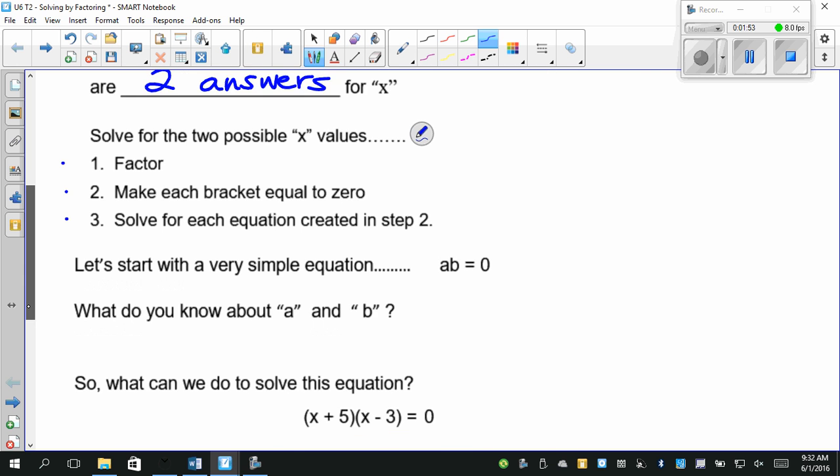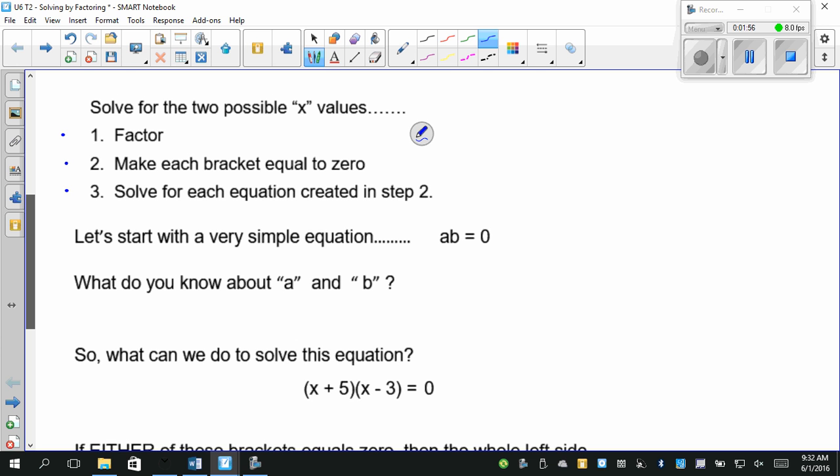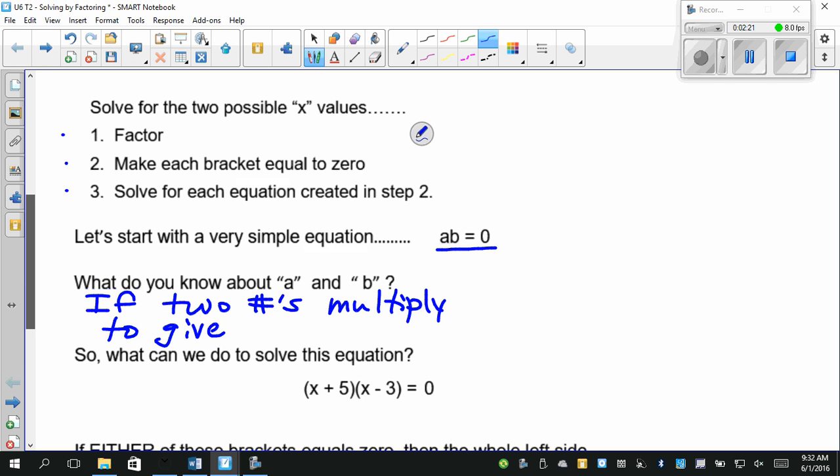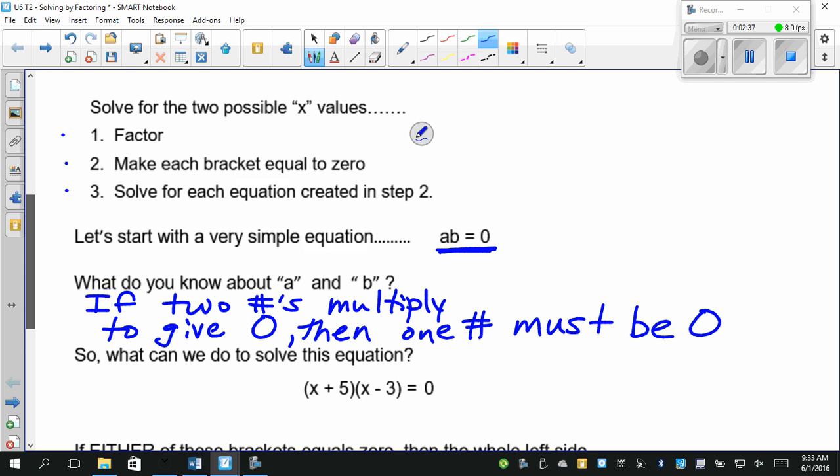Now let's just start with this whole idea. If we have an equation a times b equals 0, what do we know about a and b? Well, if 2 numbers multiply to give 0, like they do here, then one number must be 0. Okay, so that's a fact.